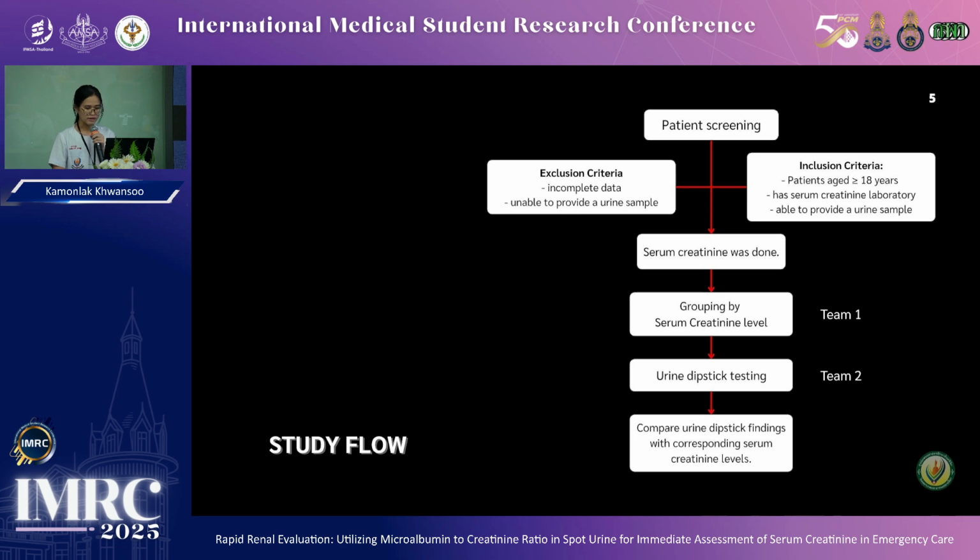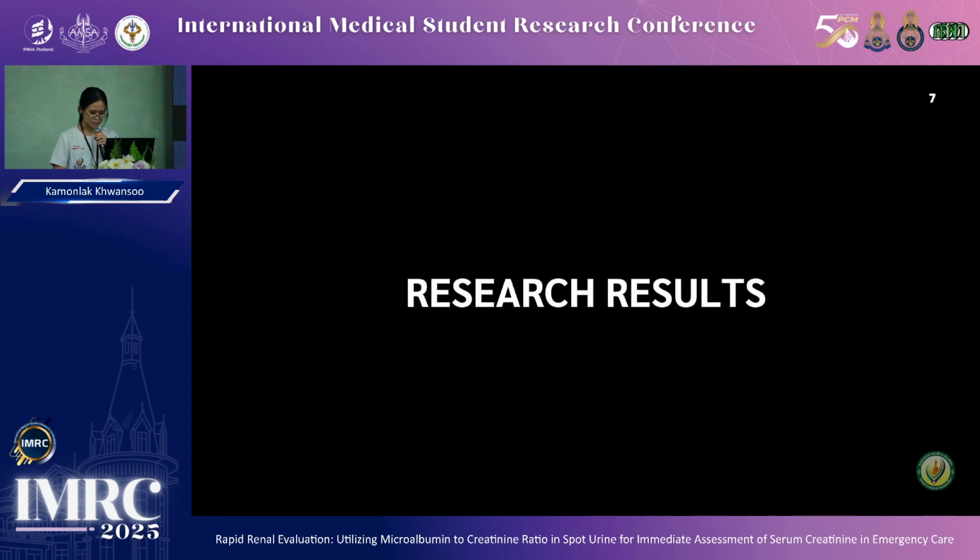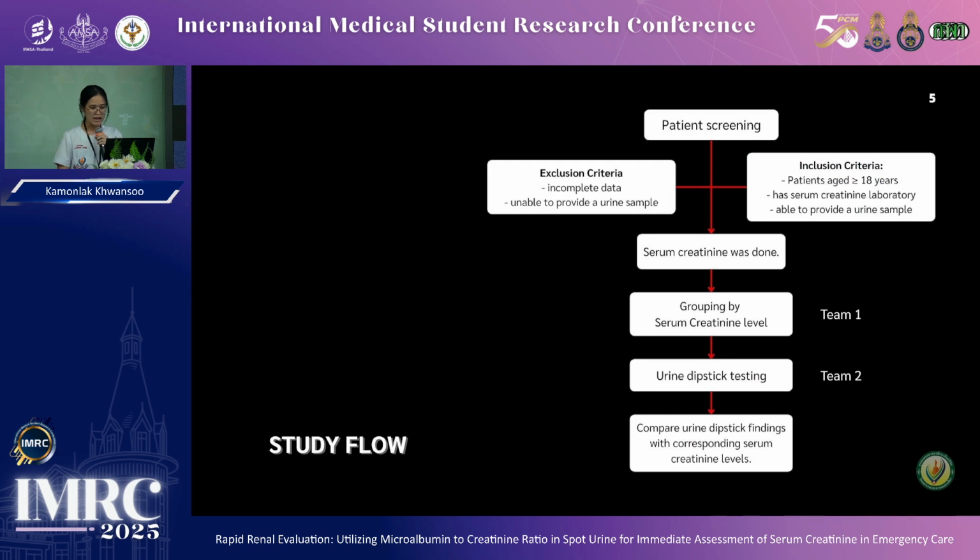Patients were then categorized into the 3 serum creatinine groups. Importantly, the team responsible for grouping patients by creatinine level and the team performing the urine dipstick test were separate to minimize interpretation bias. And finally, we compared the dipstick result and serum creatinine level to evaluate how reliably it reflects kidney function across the 3 groups.